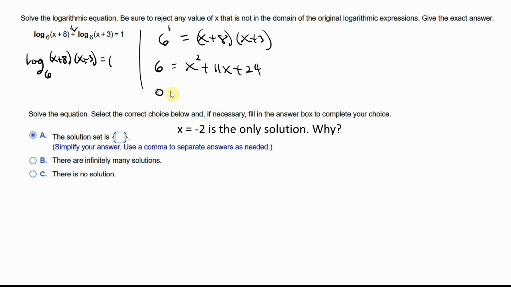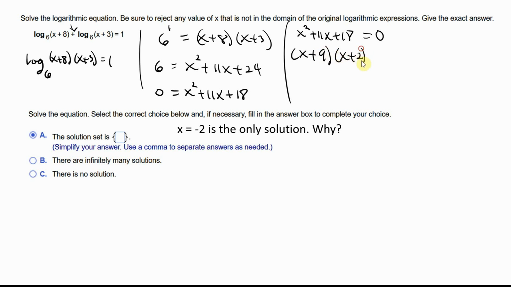Subtract 6 on both sides. 0 is equal to x squared plus 11x plus 18. So we just get x squared plus 11x plus 18 equal to 0. Factor, if we can, x plus, is that 9 and 2? So x equal to -9, x equal to -2. So we have to check, make sure that these numbers work.